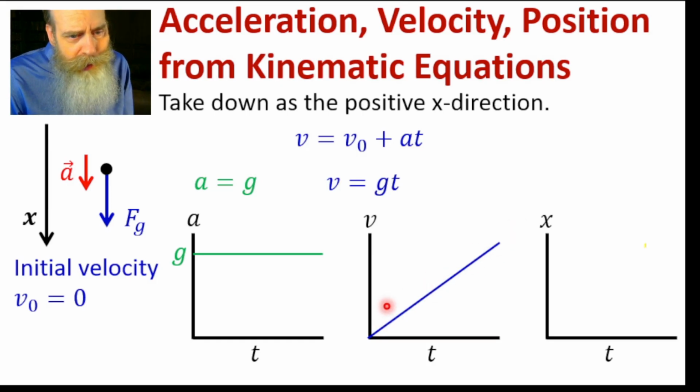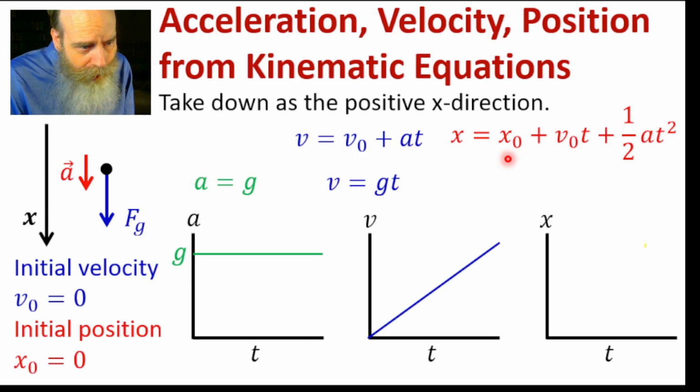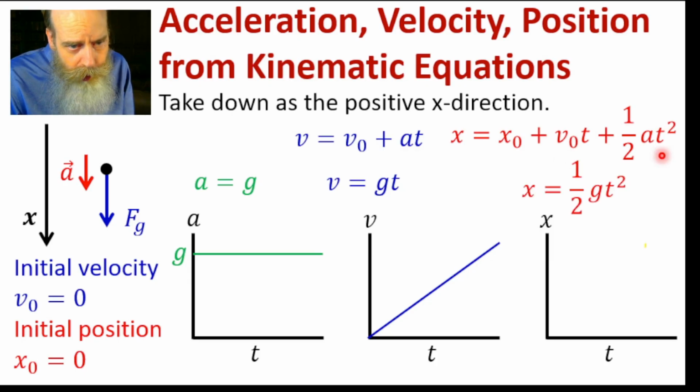Now let's find the position as a function of time. We'll use this kinematic equation. x equals x0 plus v0t plus 1/2 at squared. x0 is 0. That is the initial position. v0, the initial velocity, is also 0. And a is g. So we get x equals 1/2 gt squared. This is the equation of a parabola. It's a curved function. And when t equals 0, x equals 0. So it looks like this.